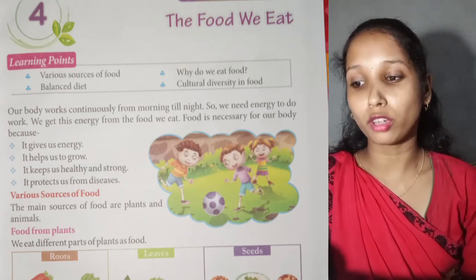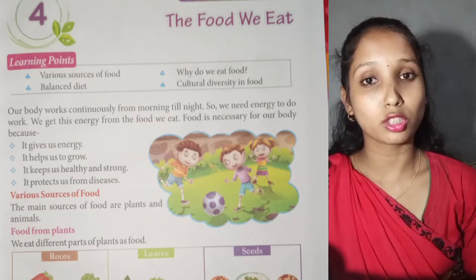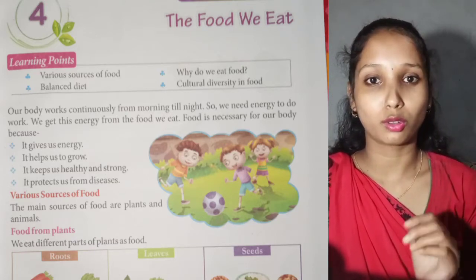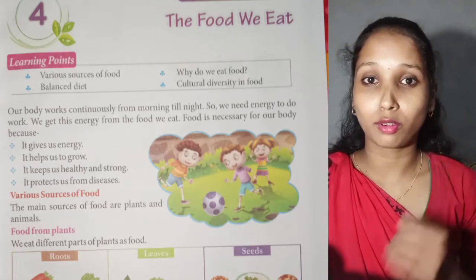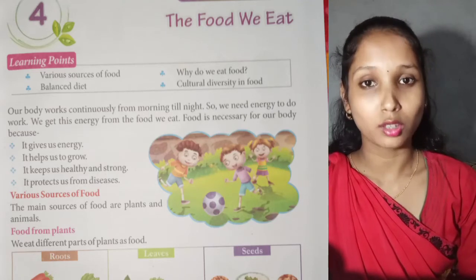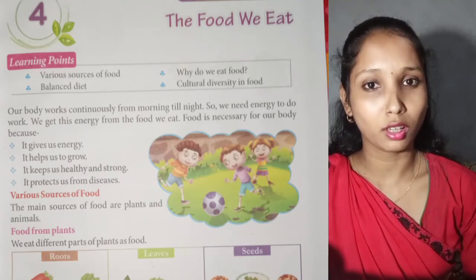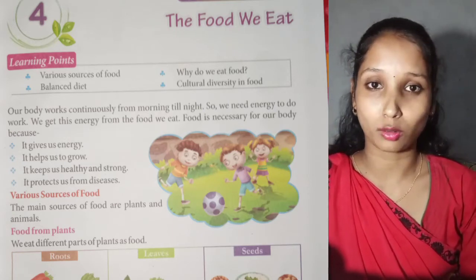Next, come to the point, various sources of food. All of you know it from your previous class. The sources of food are mainly 2 types: plants and animals. So can you say some sources of food that we get from plants? Okay, so these are fruit, vegetables, grains, pulses, etc. All are the sources that we get from plants.